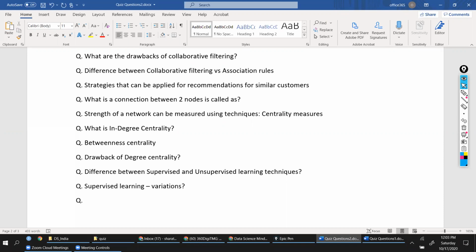What is the difference, or I should say, when do we go with supervised learning techniques and when do we go with unsupervised learning techniques? What is the necessity? When can I go with unsupervised learning techniques? And when can I go with supervised learning techniques?